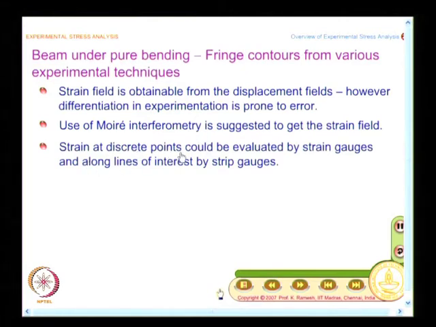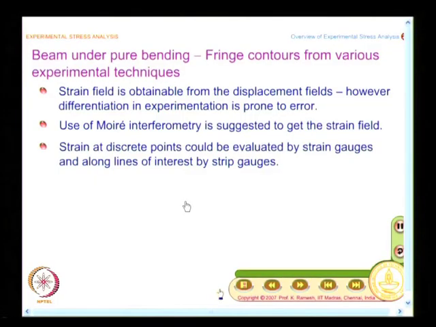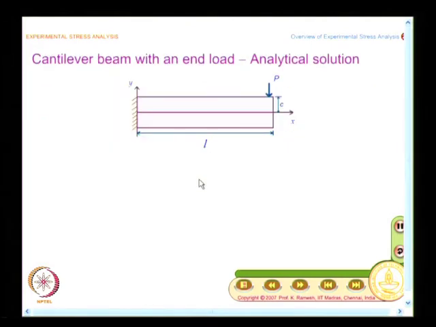Strain at discrete points could also be evaluated by strain gauges. Suppose I want it for a series of points, then I have what is known as a strip gauge. In one backing, several strain gauges are available at fixed lengths given by the manufacturer. This is done at the time of manufacture itself, with one grid containing several strain gauge elements. So I can get the strain from strain gauges from point to point or along a line of interest. So we have seen reasonably various contours that are possible from experiment for the problem of a beam under 4-point bending.